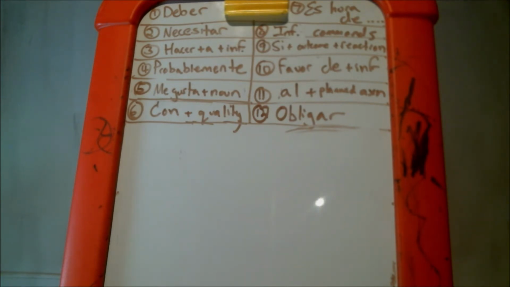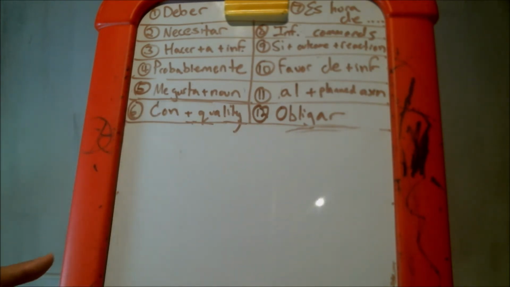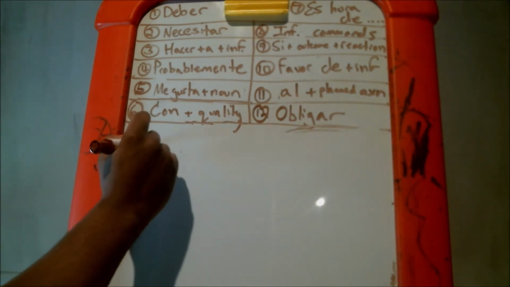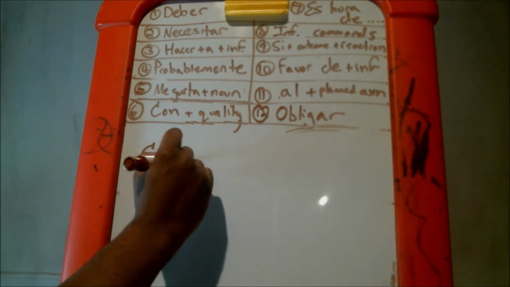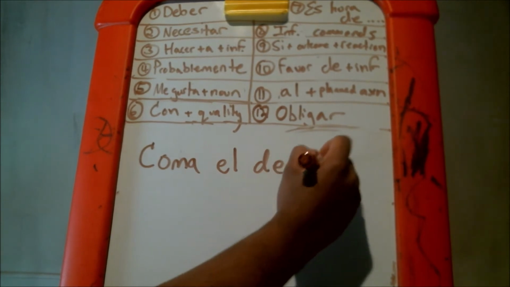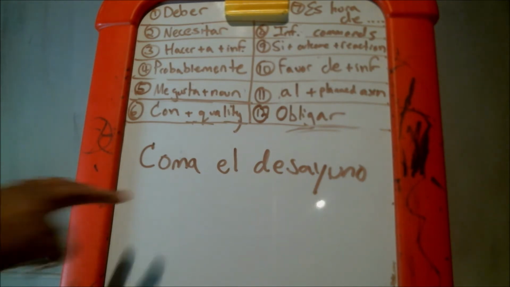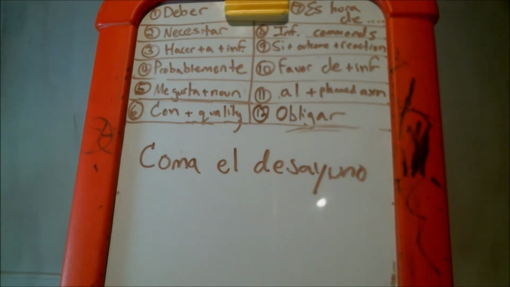Now, I would use this if I forgot my command forms. For example, the verb comer means to eat. If I'm trying to tell you eat breakfast, I'm going to use the usted command form. Coma el desayuno, okay? Coma el desayuno. This is me issuing a command. Coma means eat up, right?